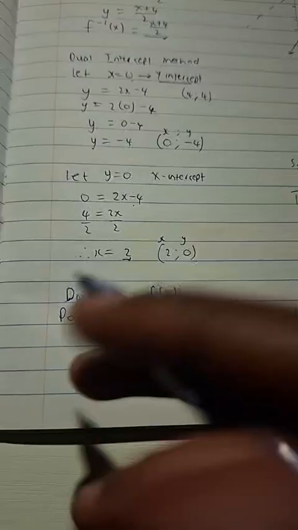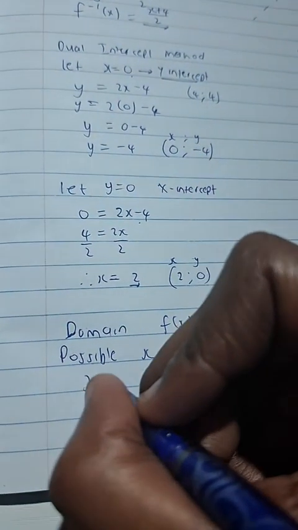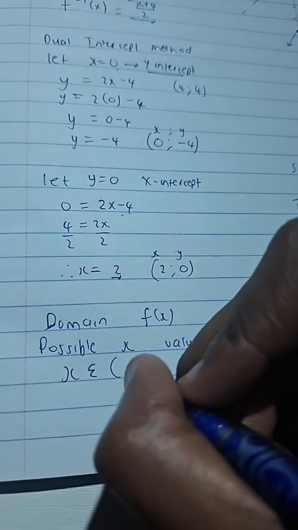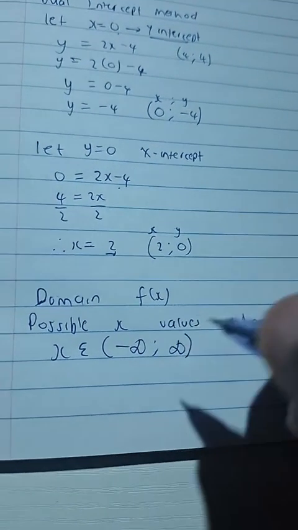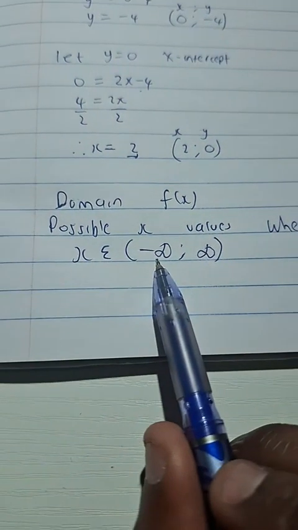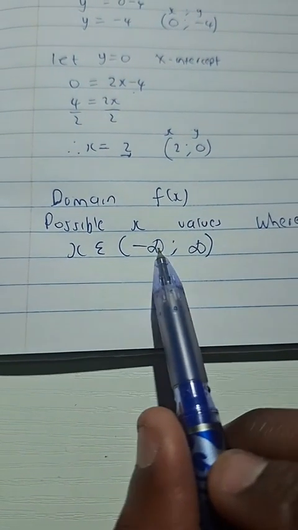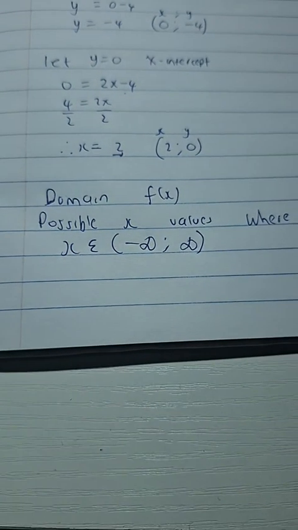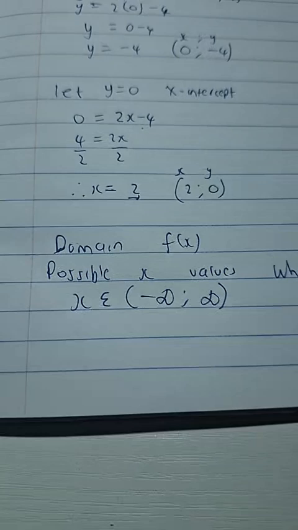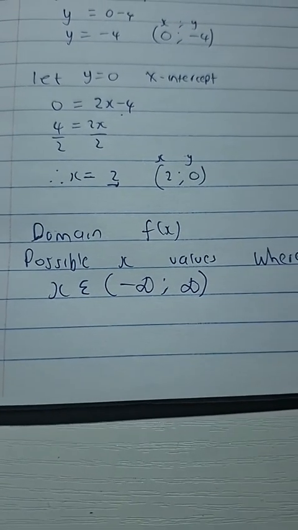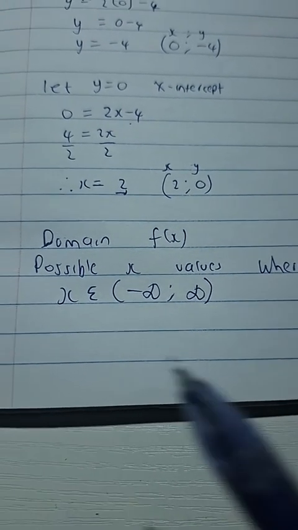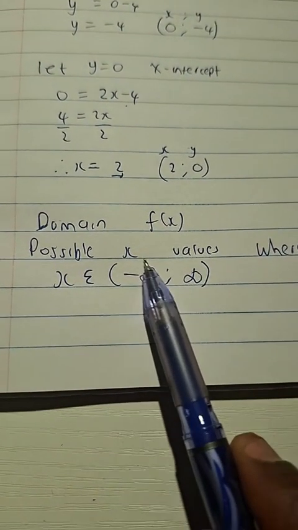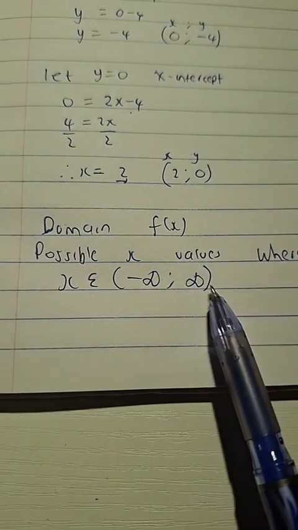So yes, if we look at the domain of this function, we can say two things. We can either say x is an element of negative infinity to positive infinity. So basically this is just to mean that the function exists everywhere for x. There's no place where the function will not exist if we are talking about a straight line function that is infinite in nature. So x is an element of negative infinity to positive infinity.